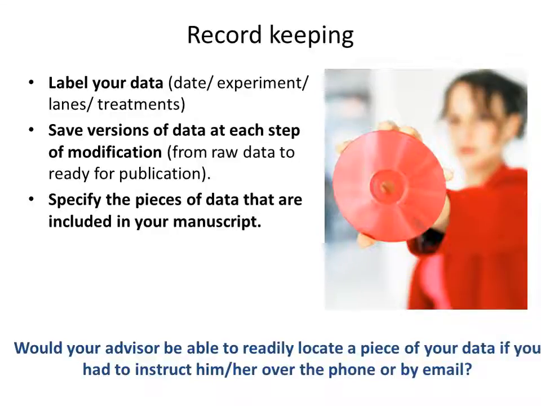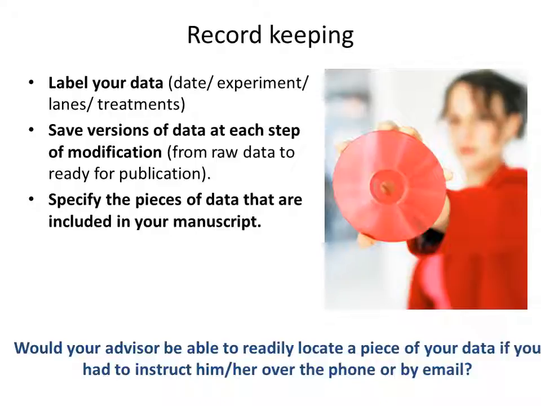Thus, you have to have a data storage system. This system should be one that can be interpreted by your advisor, a lab mate, or someone unfamiliar with your work. Think about it. Would your advisor be able to locate readily a piece of your data if you had to instruct him or her over the phone or by email? If not, now is the time to set up a record-keeping process.